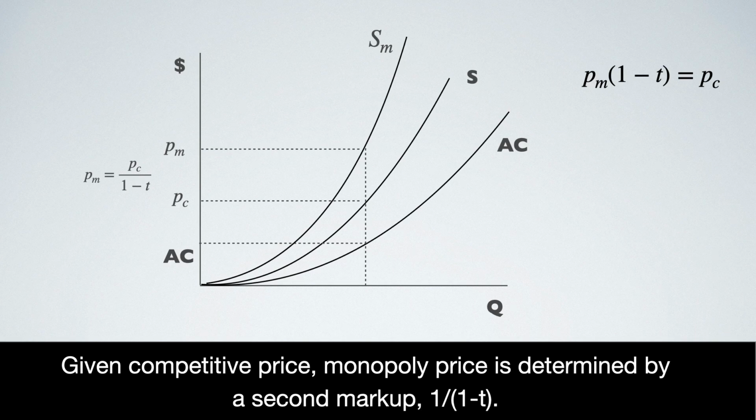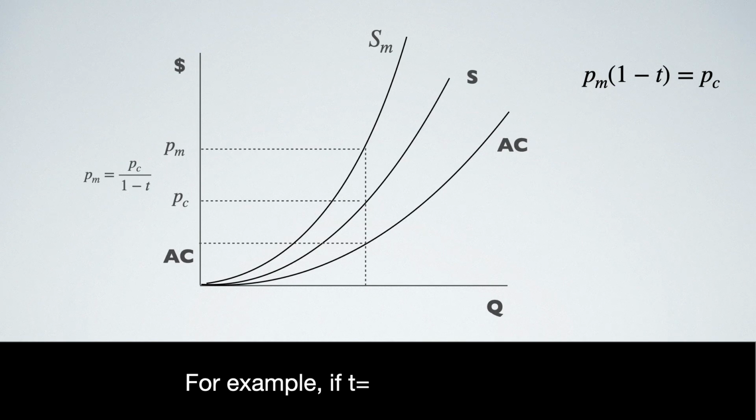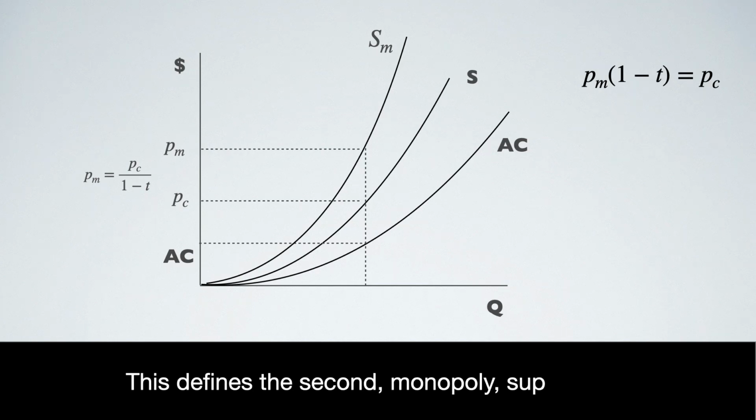Given competitive price, monopoly price is determined by a second markup. For example, if T equals 0.5, PM equals 2 times PC. This defines the second, monopoly, supply.